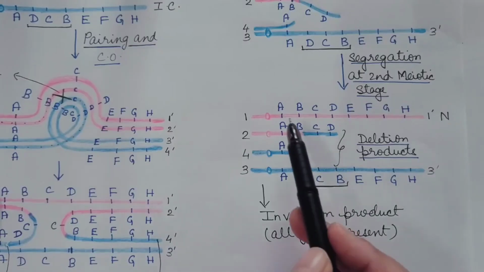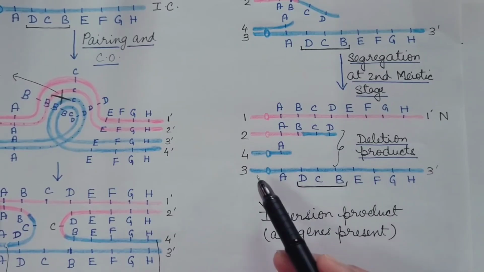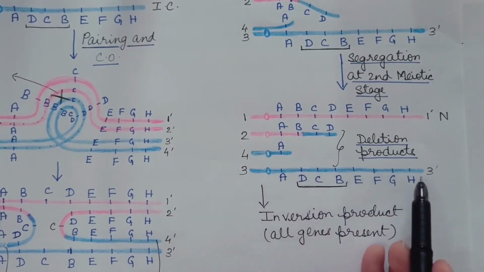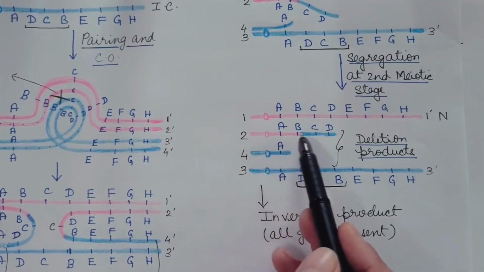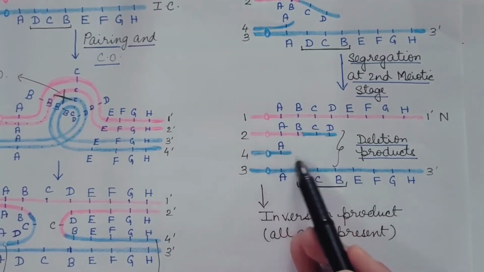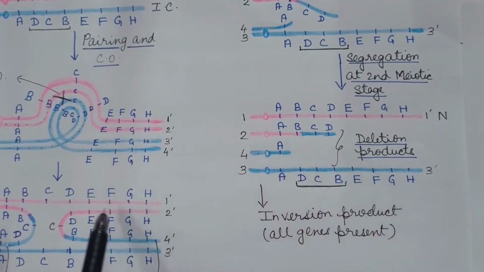So at last, what do we get? One normal chromosome and one inversion product, which consists of all the gene sequences. These are viable. Then we get the deletion products, which are non-viable. This acentric fragment is also non-viable.